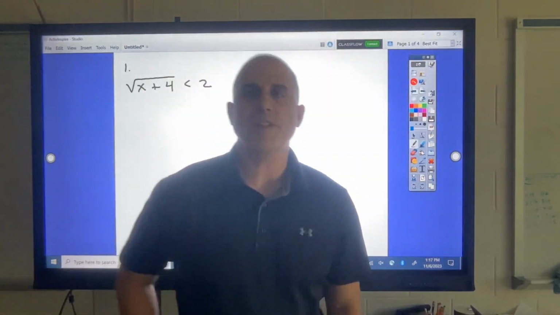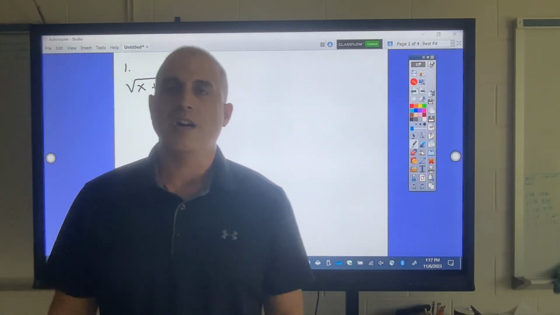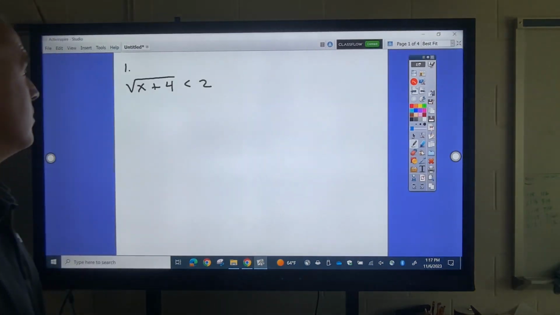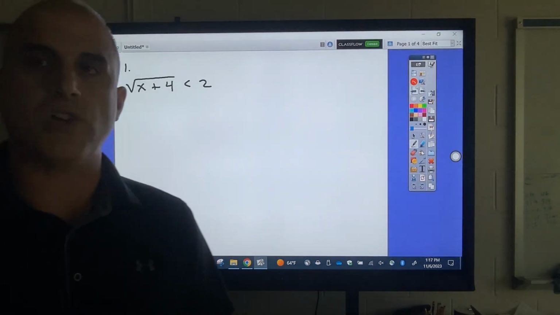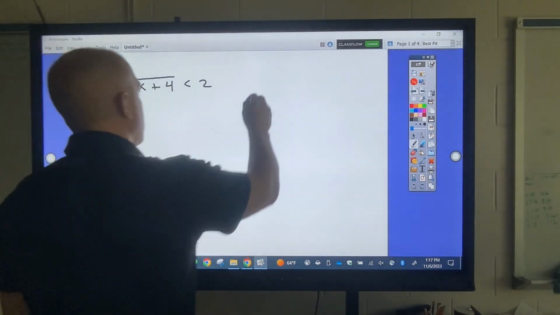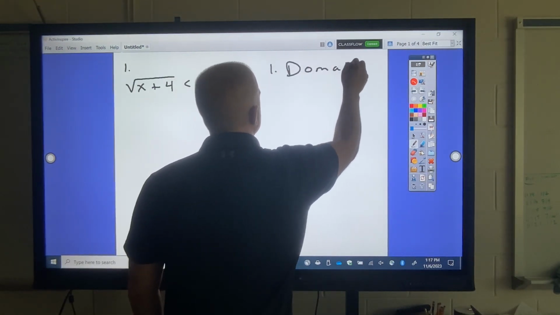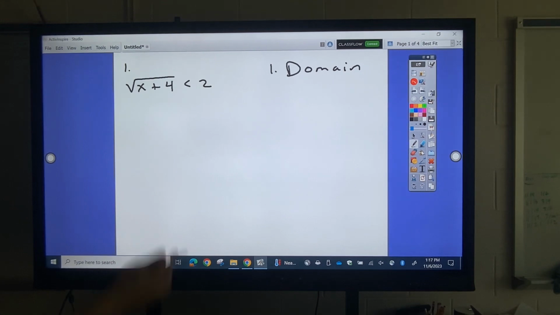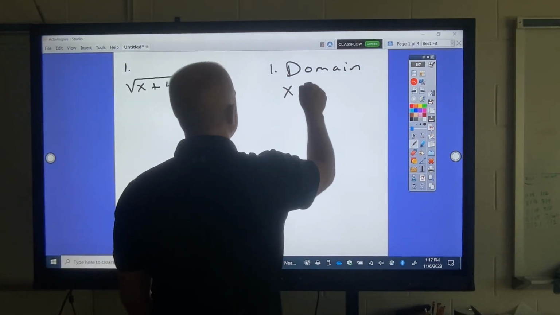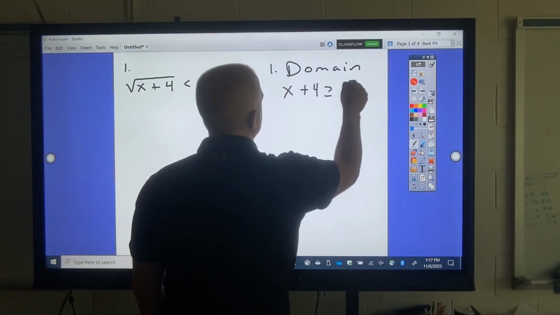Okay, this is going to be a video on radical inequalities. When you look at these radical inequalities and you're trying to solve them, the first thing you have to do is figure out what your possible domain is. We talked a little bit about this with equations. What you have to do is set the part underneath the radical greater than or equal to 0.